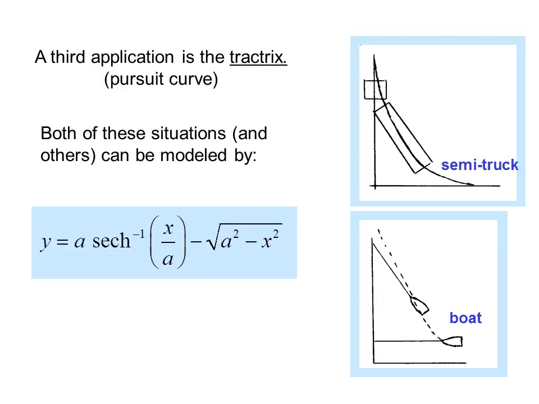Both of these situations and others can be modeled by y equals a inverse sinh x over a minus radical a squared minus x squared. And we see in our sketches that a is the length of the trailer or the length of the rope.